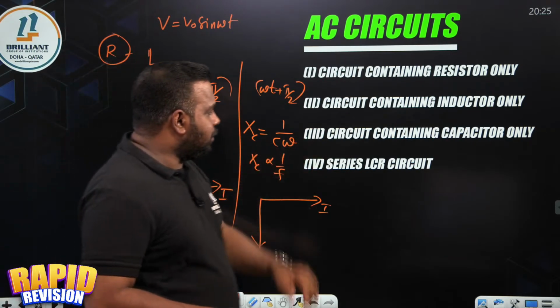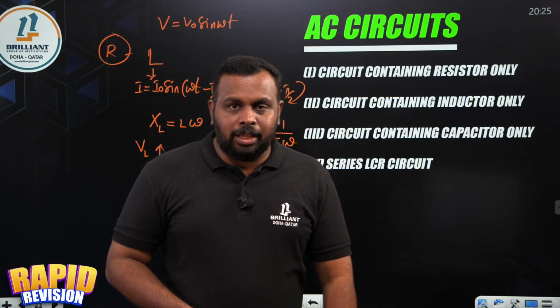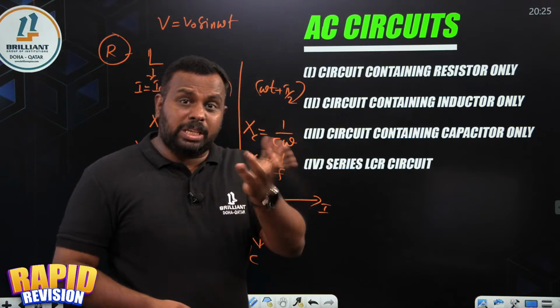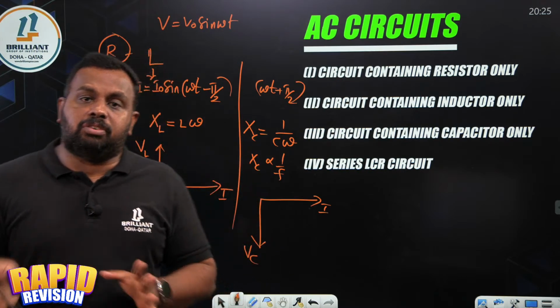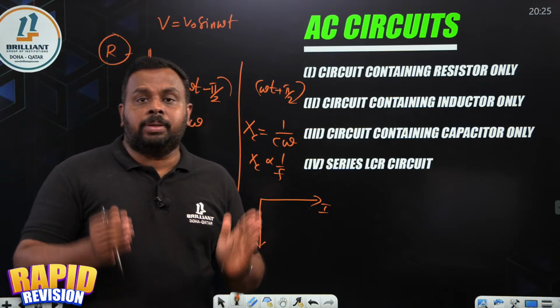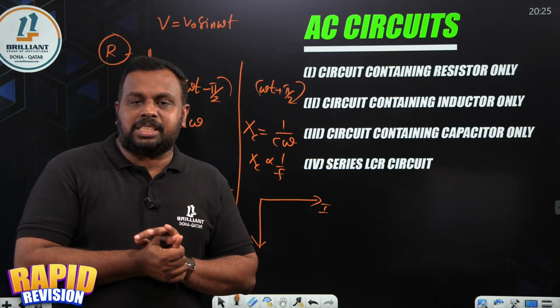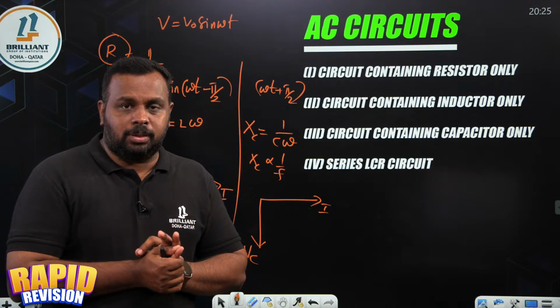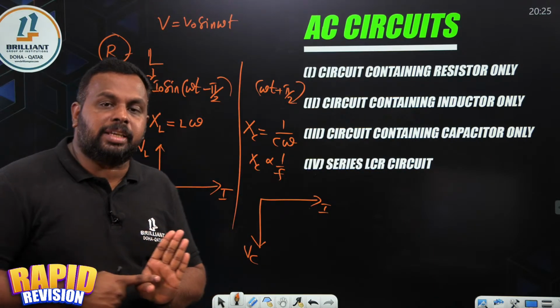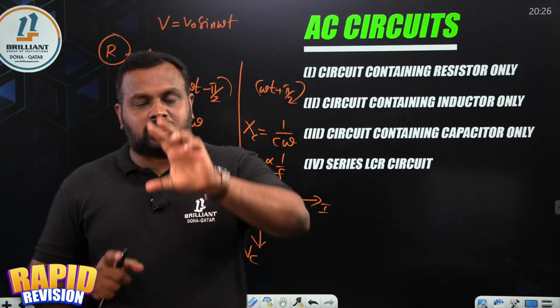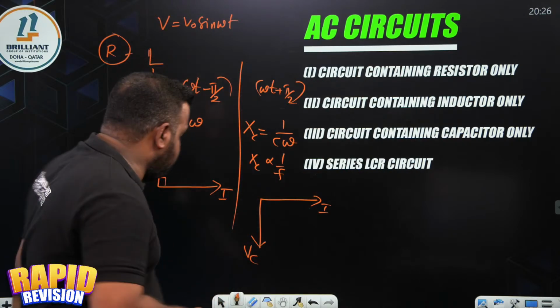Okay. Then the third, series LCR circuit. In an LCR circuit, who is leading, who is lagging? That depends on the values of VL and VC. So we have two basic formulas in this circuit. What is it? One is for the impedance. What does impedance mean? Impedance is the total resistance offered by the circuit, right?